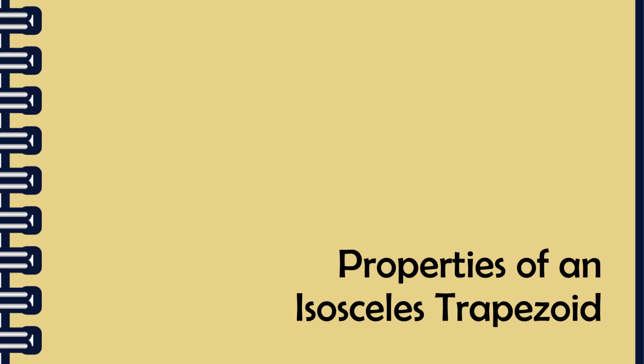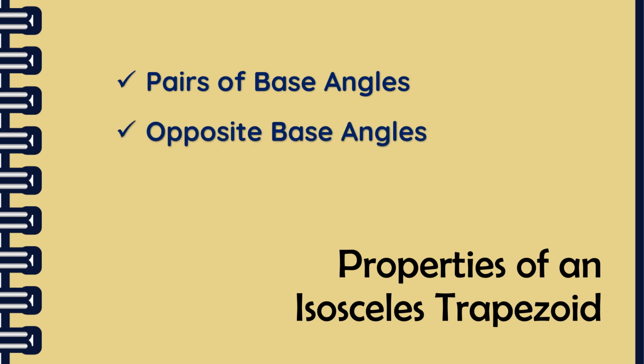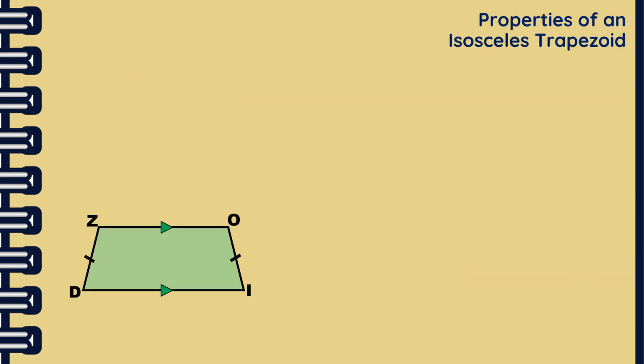An isosceles trapezoid has special properties. This concerns its pairs of base angles, pairs of opposite base angles, and its diagonals. Quadrilateral ZOID is an isosceles trapezoid because its legs are congruent.